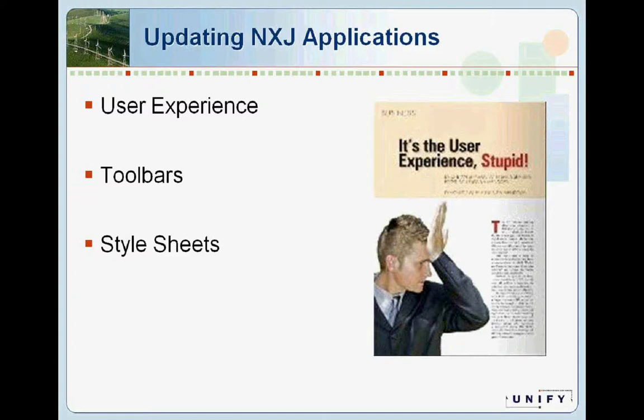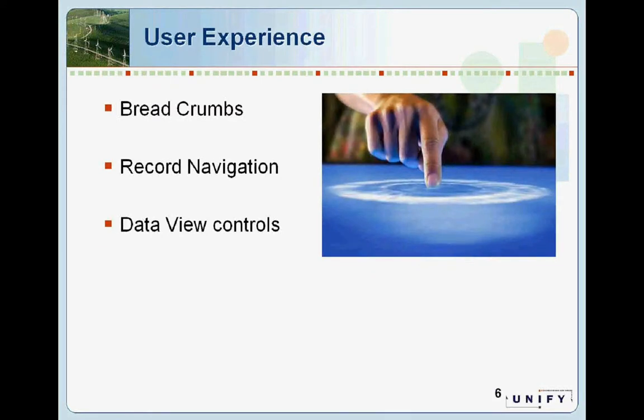So we'll talk about some user experience features that we've implemented in an application we call VIA mode for the transportation industry. Then we'll talk about toolbars and how to update the ones that NXJ supplies. And then we'll go to a little bit about style sheets and how to use those to, again, make your user experience better. So for the user experience part of it, we're going to talk about breadcrumbs.